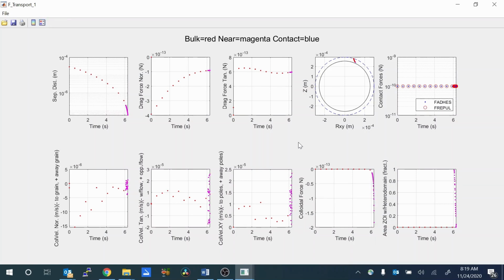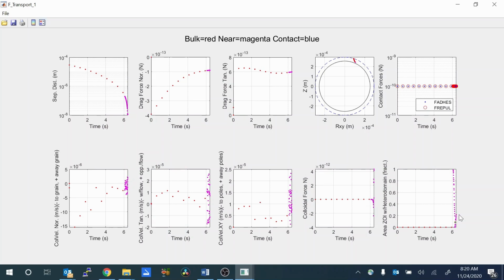So now it's within several tens of nanometers, about 30 nanometers from the surface. It is now going over another heterodomain. You can see the zone of interaction is occupied now 20% by a heterodomain. We'll see if it will increase further. It could come into contact if it does.